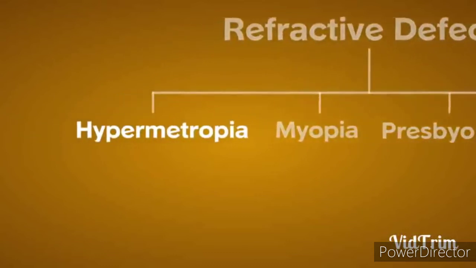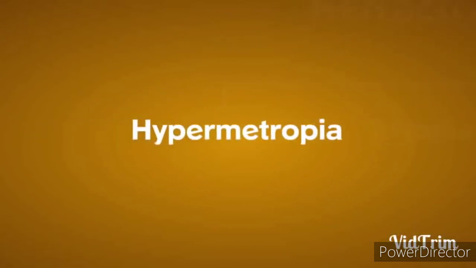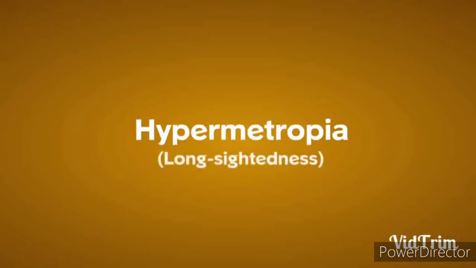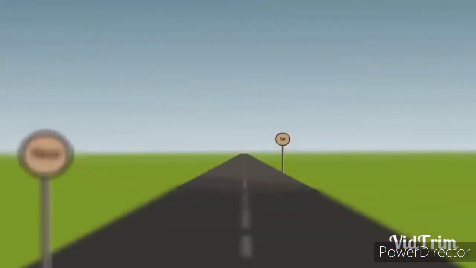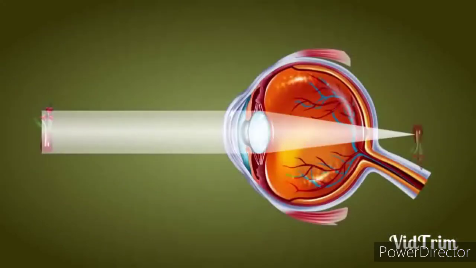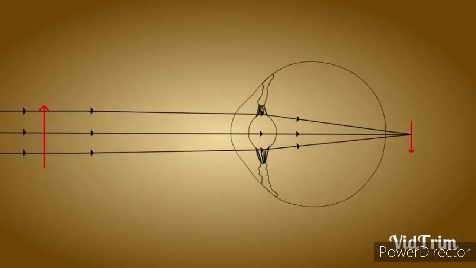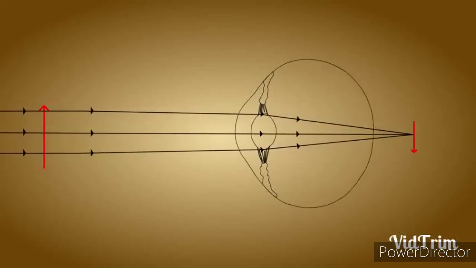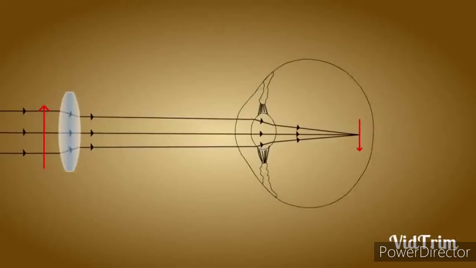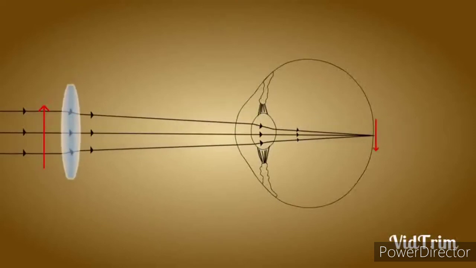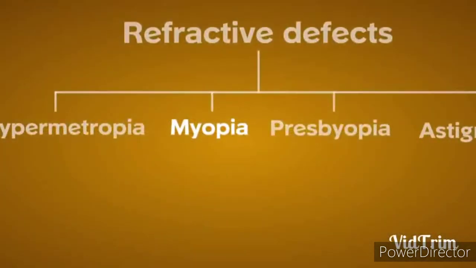First we will discuss hypermetropia. Hypermetropia is also known as long-sightedness. In this defect, the human eye cannot see the nearby objects. When the light rays come from the nearby objects, they converge behind the retina. This is due to decrease in size of eyeball. This defect can be corrected with the help of the convex lens. Convex lens converges the light rays on retina.